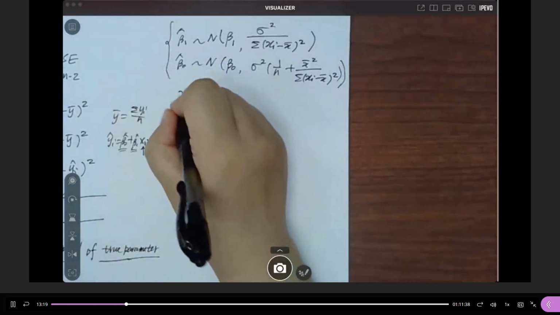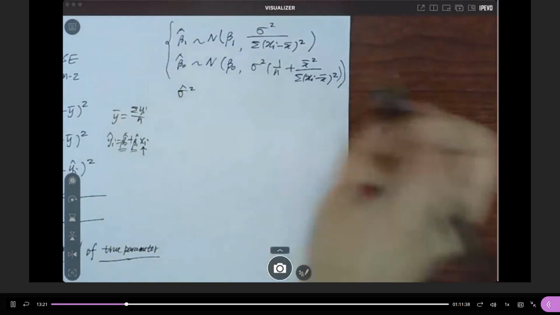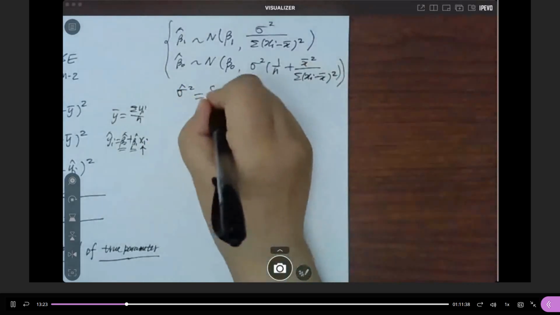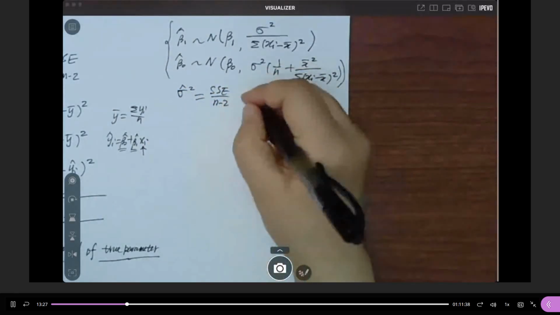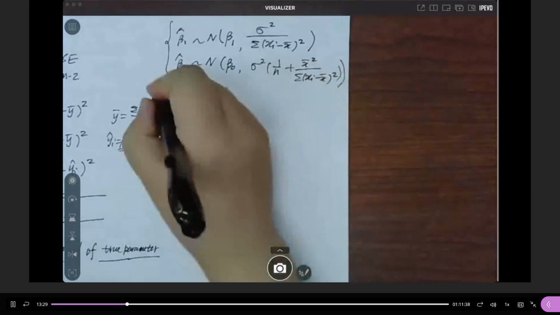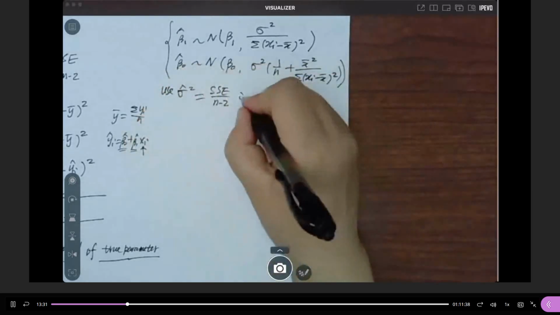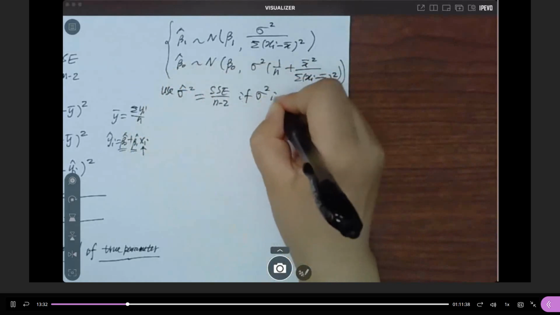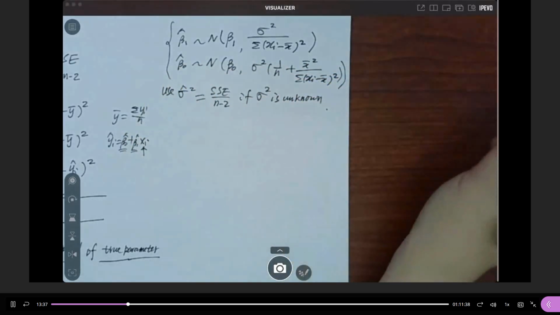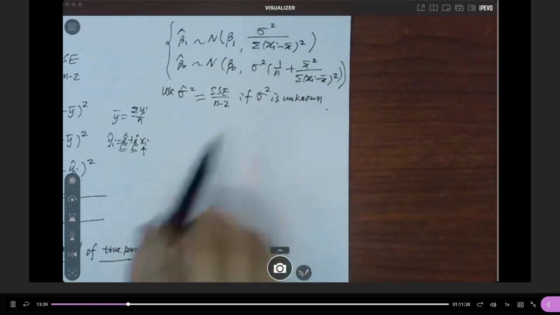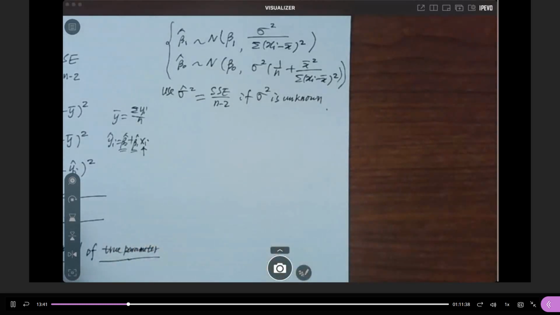If sigma squared is unknown, the estimated sigma hat squared is defined as SSE divided by n minus 2. So use this if the true sigma squared is unknown. Okay? Use the estimated variance if the true sigma squared is unknown.